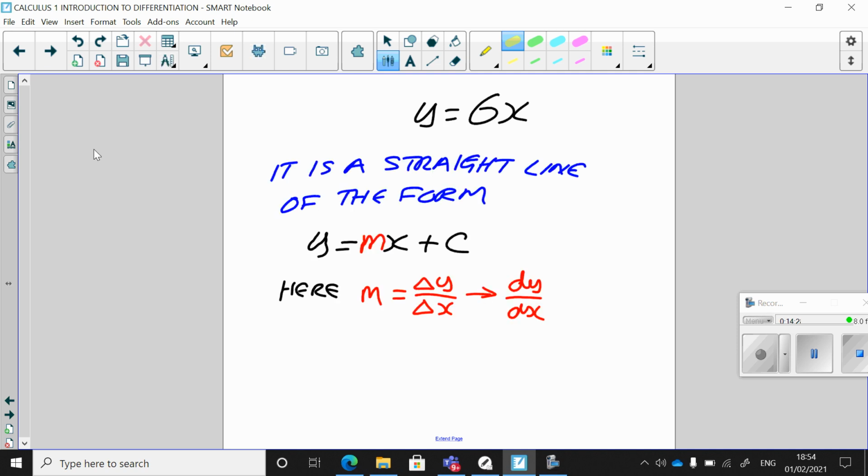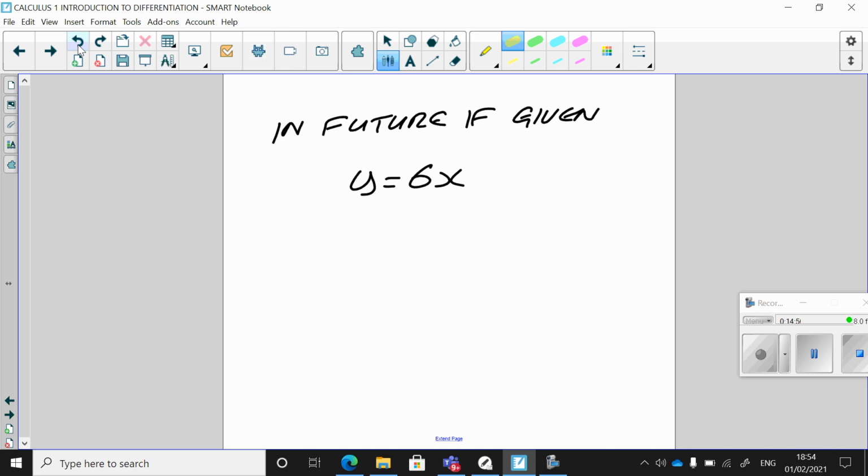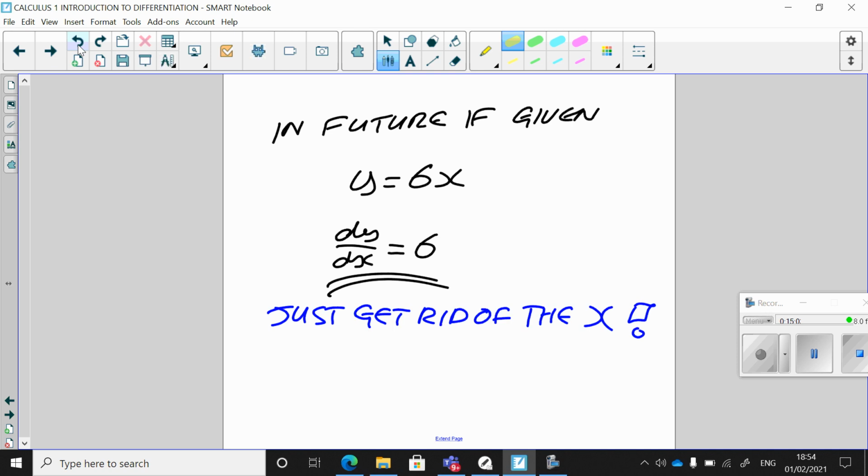So what we've got here is 6, sitting in front of x. That's actually the gradient there. That's what we've found. It's a derivative. So when it's just y equals a number times x, if we're connecting y and x, just go straight to the answer. Just bump x. Okay. Bump it, get rid of it.